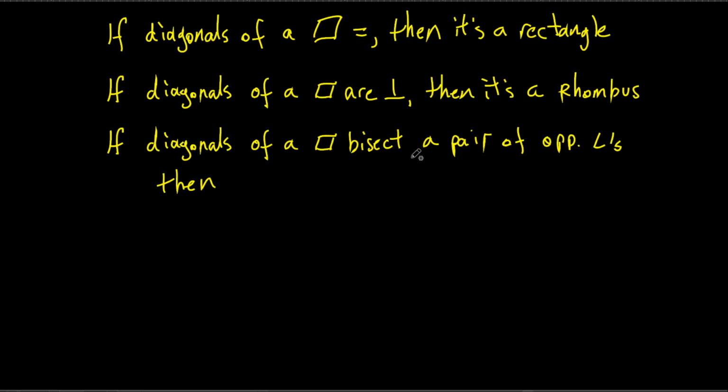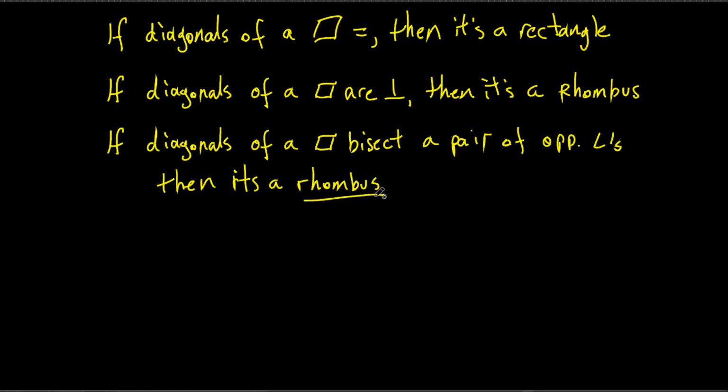What did we have when we bisected the pairs of opposite angles? It was in your notes. Just look at your notes, it should be right above what you're writing right now. If you bisected the opposite angles, what kind of quadrilateral is it? A rhombus. It's a rhombus again. Anytime you take a rhombus and put the diagonals there, they're going to bisect the opposite angles, aren't they? Then it's a rhombus.